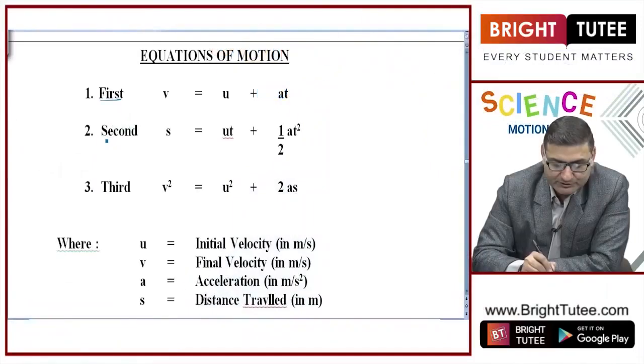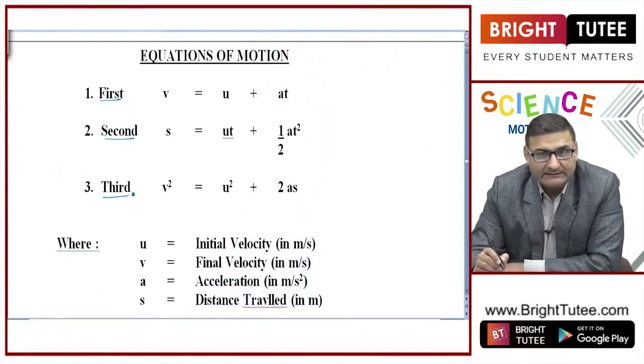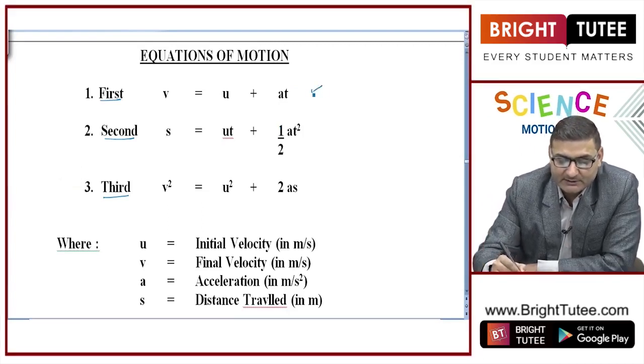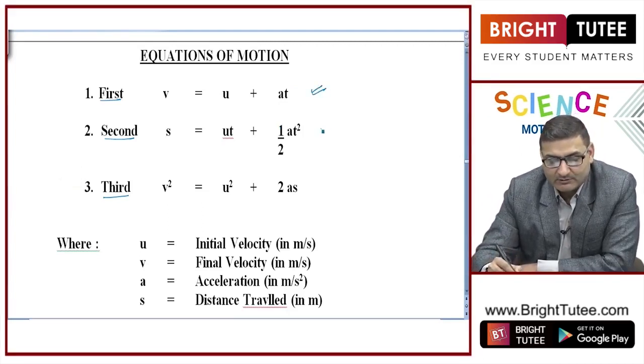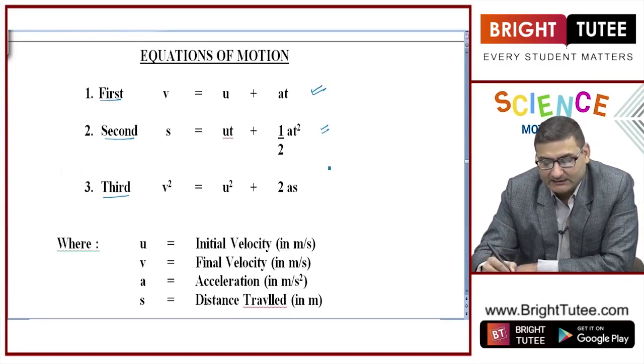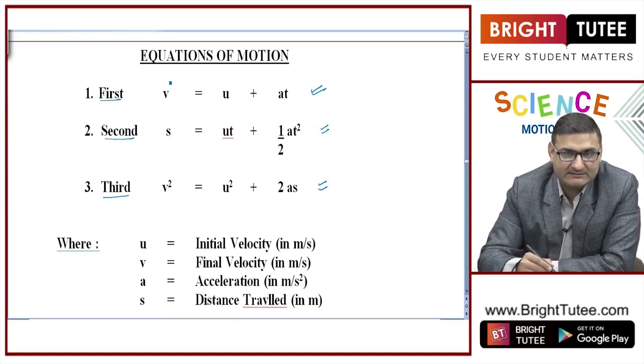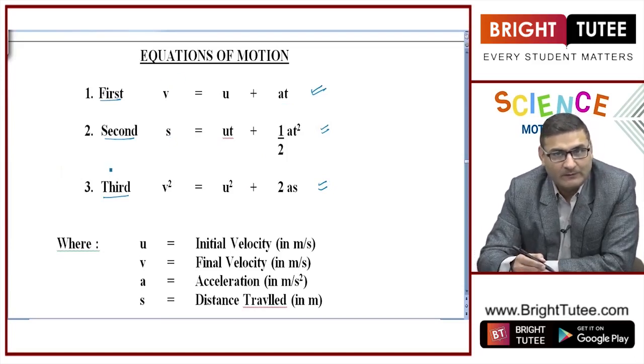Now there are three equations of motion, students, and it is not like I have written this as first, this as second and this as third. They are actually known as the first equation of motion, the second equation of motion, and the third equation of motion. We cannot interchange them. The first equation of motion says that v is equal to u plus at.